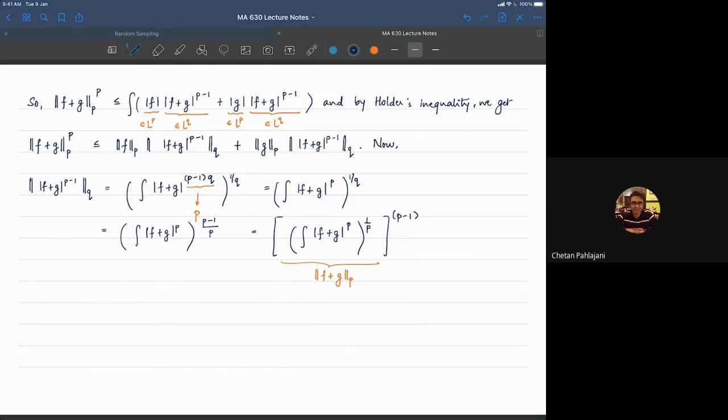Okay, so what do I get? I get this thing equals norm f plus g p to the p minus 1. All right, so now I'm going to plug this back into this equation. Should we give that equation a name, a number? Okay, let me just highlight it.